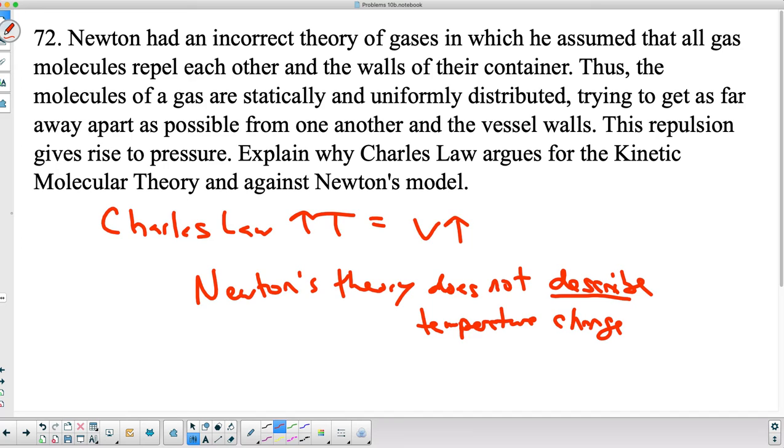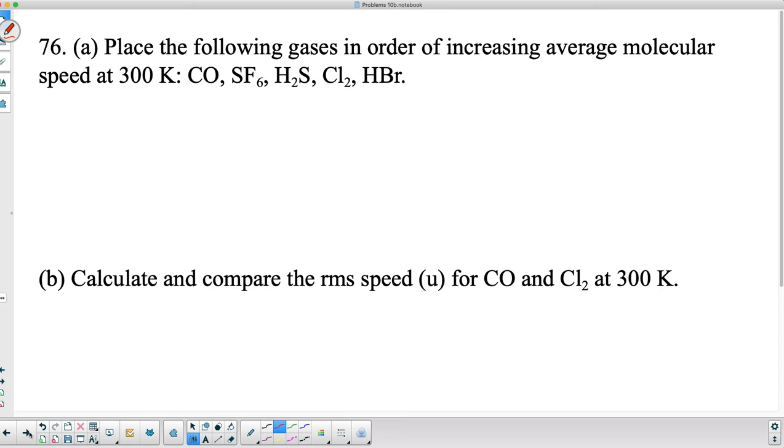The kinetic molecular theory says that with an increase of the absolute temperature of a gas, you have an increase in the average speed of the molecules that are moving. So the kinetic molecular theory actually makes a prediction as to what's going to happen to the gas molecules when you increase the temperature. Newton's theory does not. Okay, so let's move on from that because that's really a major difference between the two. So let's take a look at 76.